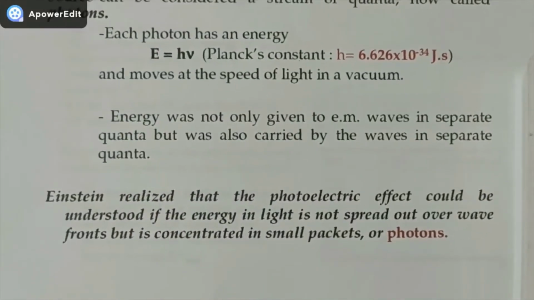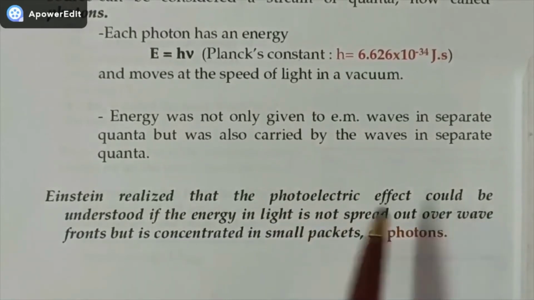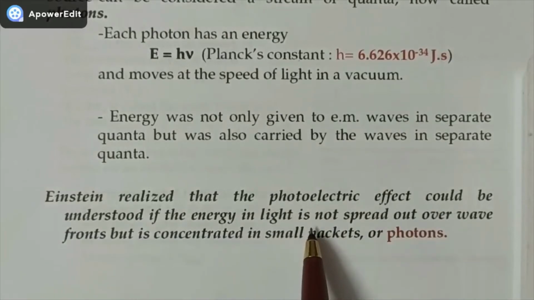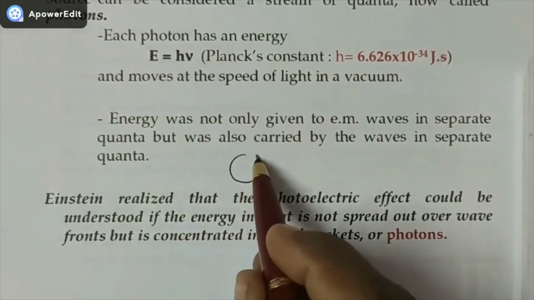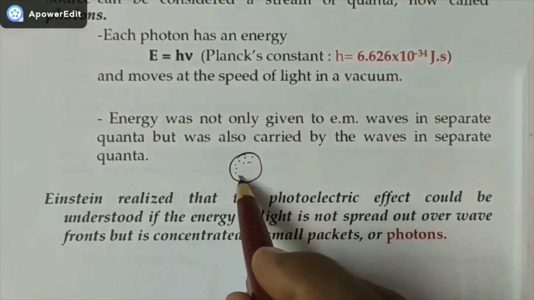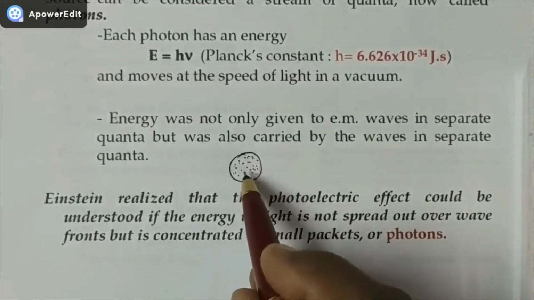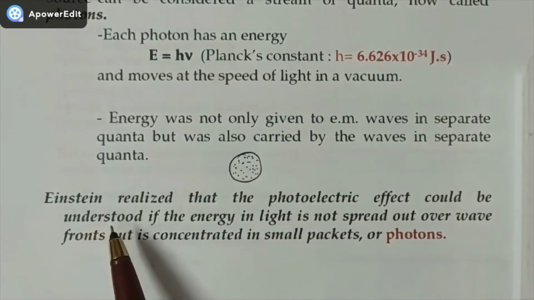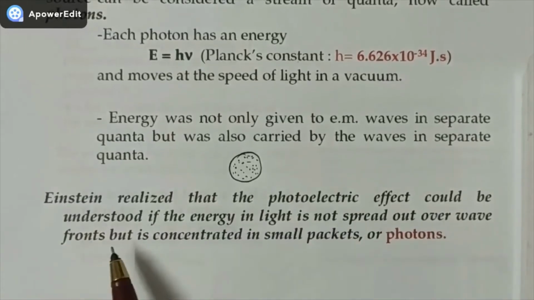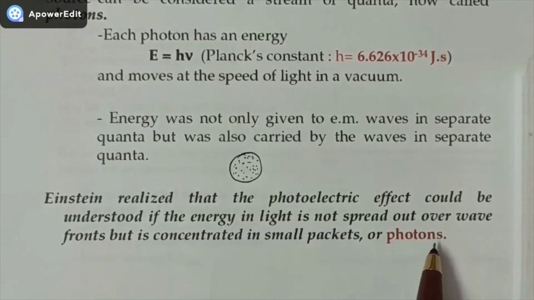So then Einstein realized that the experimental observation of the photoelectric effect could be understood if the energy in light is not spread out over the wavefront. As I told you, if the electromagnetic radiation has a wavefront, then the total energy of that radiation is spread out on this wavefront, distributed on each and every point of it. So Einstein thought that the energy in the light is not spread over the wavefront, but is concentrated in small packets, which he named the photon.